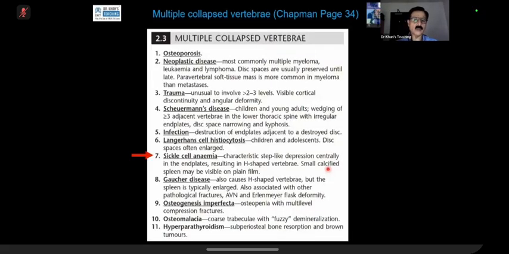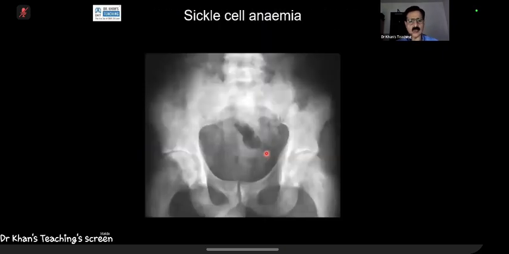In your book, there is a differential diagnosis of multiple collapsed vertebrae and sickle cell anemia: characteristic step-like depression centrally in the end plates, resulting in H-shaped vertebra. So that is it. Another case of sickle cell anemia, in which if you see the sclerosis, it is more marked.